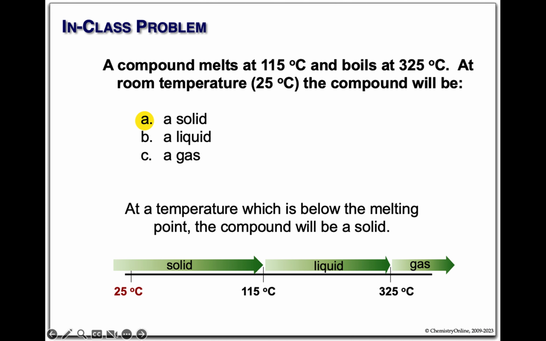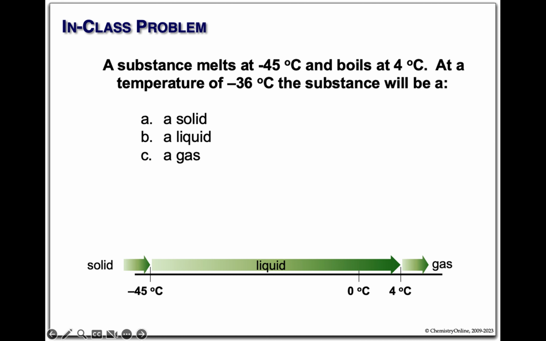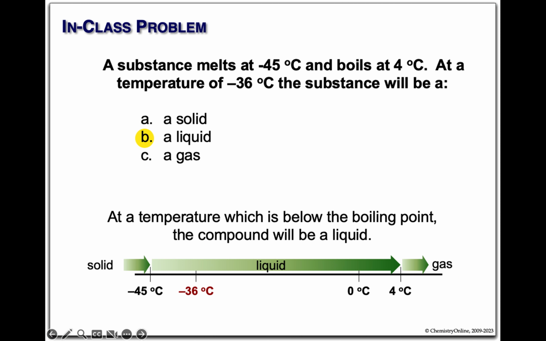One more. Negative numbers. Everybody hates those. It melts at minus 45, boils at 4, at minus 36. What is it? Melting point, boiling point. We're at 4 degrees. I'm sorry. We're at minus 36 here. It's a liquid. Very simple problems. Just work on the concept. Any questions?